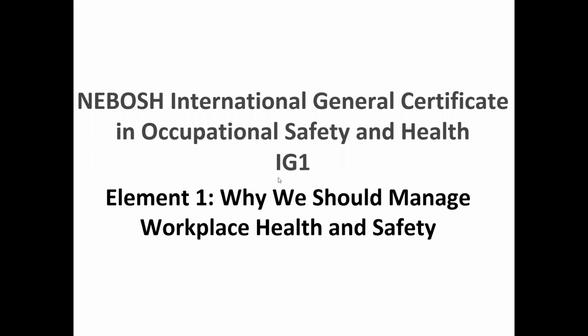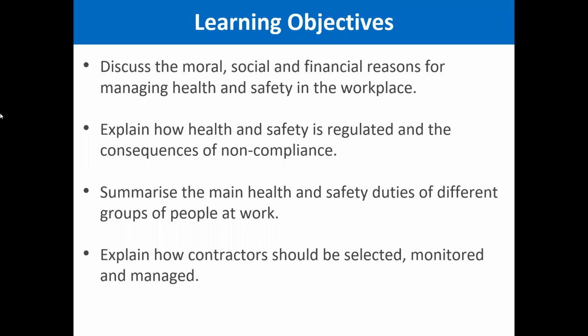Okay. So as I discussed earlier as well, the Nebosh International General Certificate consists of two units. The first unit is IG1. This IG1 is called Management of Health and Safety. And under IG1, there are four elements. So we are going to start element number 1 today. This is element number 1, or you can also call it chapter number 1. And chapter number 1 is why we should manage workplace health and safety. So let's go through this now.